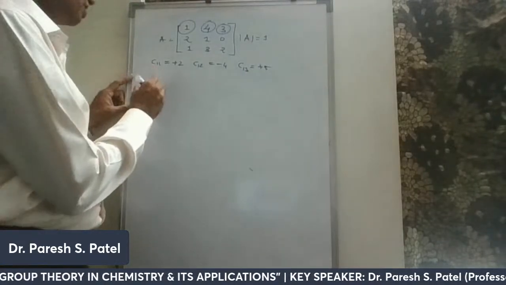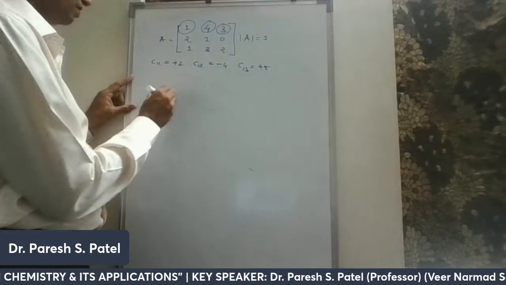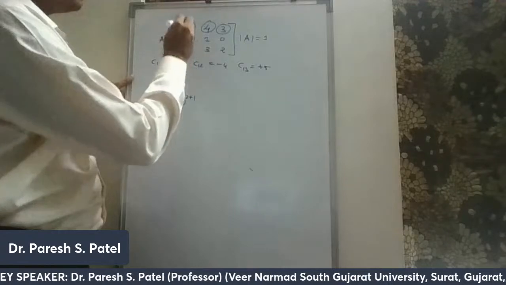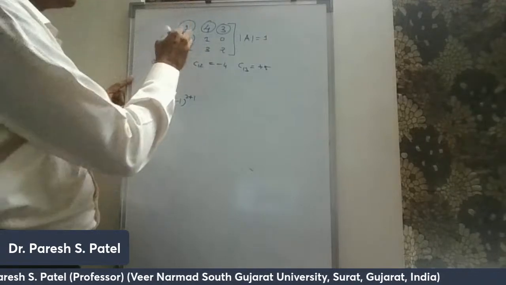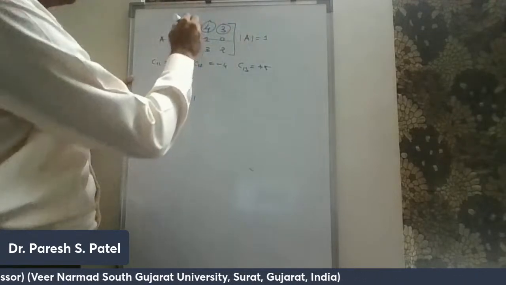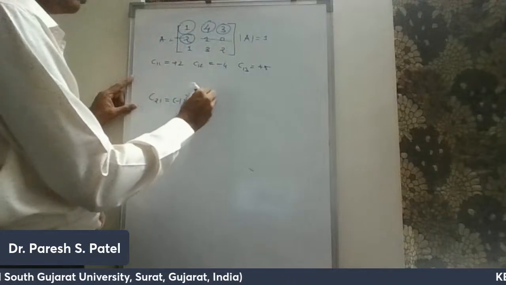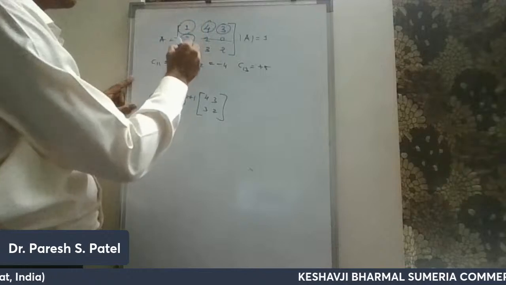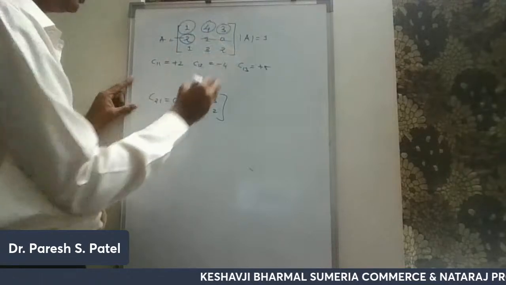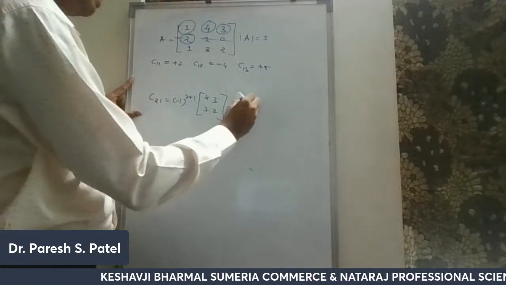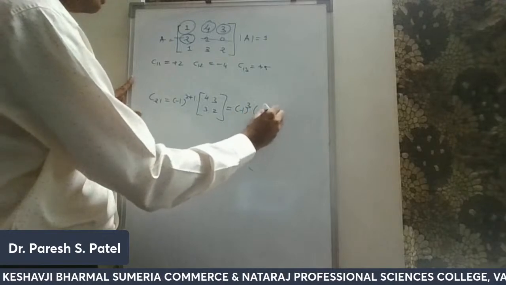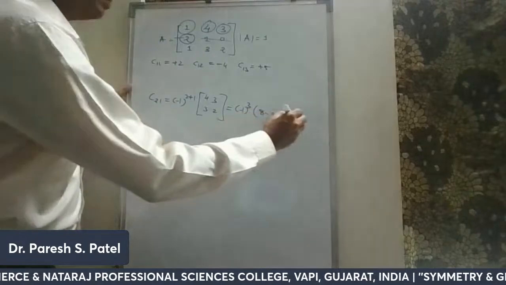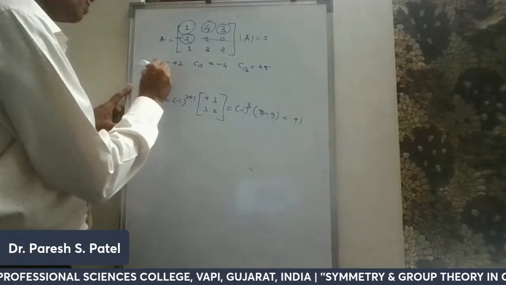Similarly, C21 is equal to minus 1 raised to 2 plus 1. C21 means second row, first column. So the remainings are 4, 3, 3, 2, which is equal to minus 1 raised to 3 times (8 minus 9). So minus 1 times minus 1 is equal to plus 1. So the value for C21 is equal to plus 1.